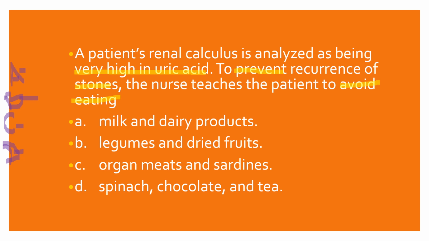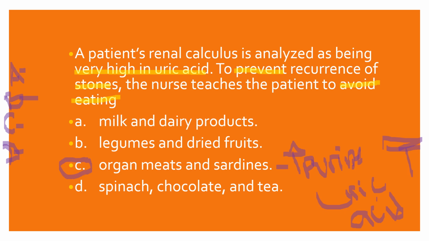So you guys know that organ meats and sardines are high in purine, which increases your uric acid. And you guys know this because of what you covered for exam 2 in Med-Surg for gout. So that is how you should know this answer, actually.